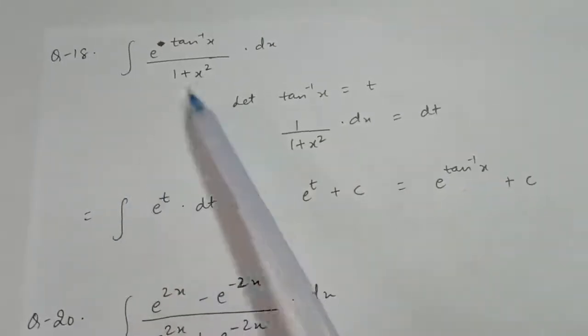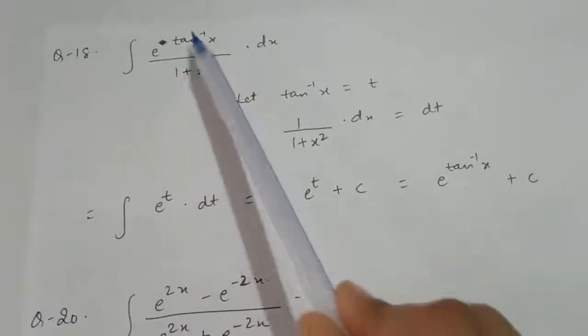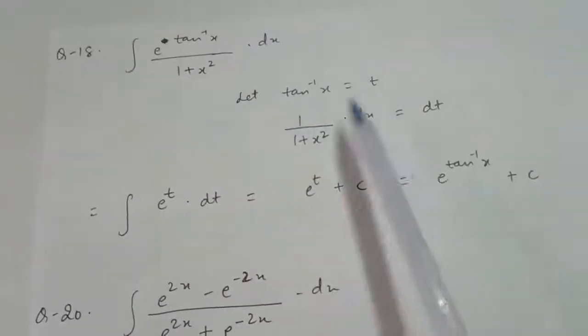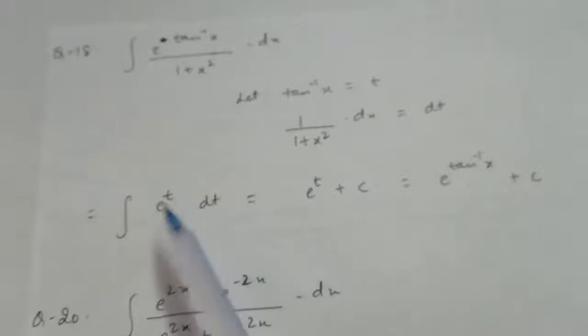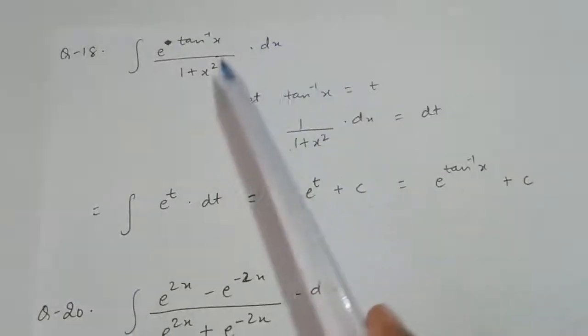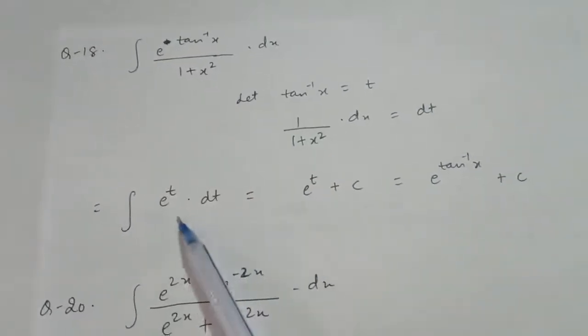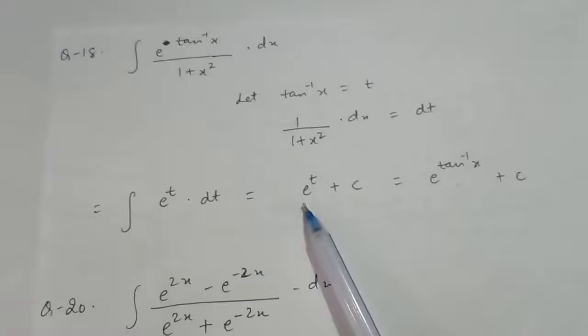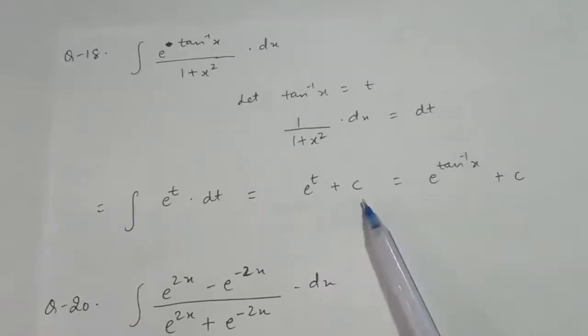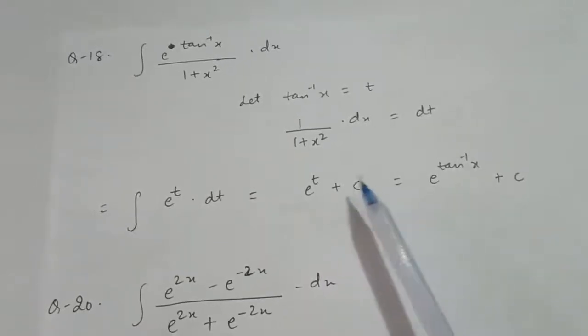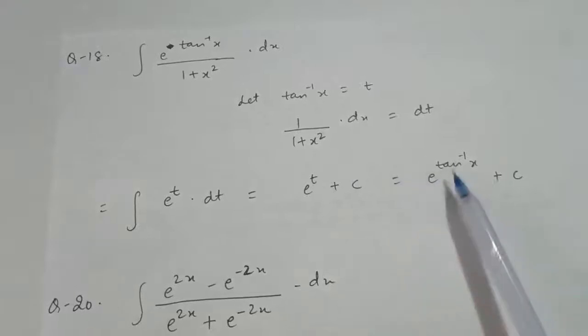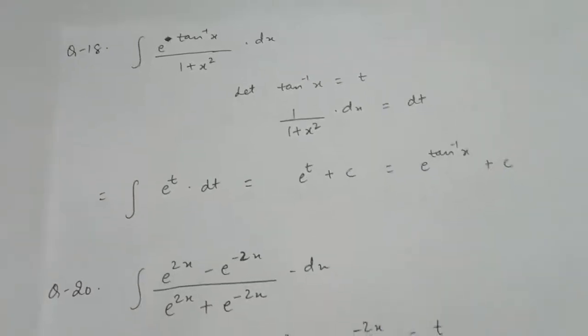Now this integral becomes, in place of tan inverse x, t will come. So e raised to the power t into, in place of dx upon 1 plus x square, dt will come, right? Now integral of e raised to the power t is e raised to the power t plus c, which is equal to, in place of t again put tan inverse x. So you will get the answer.